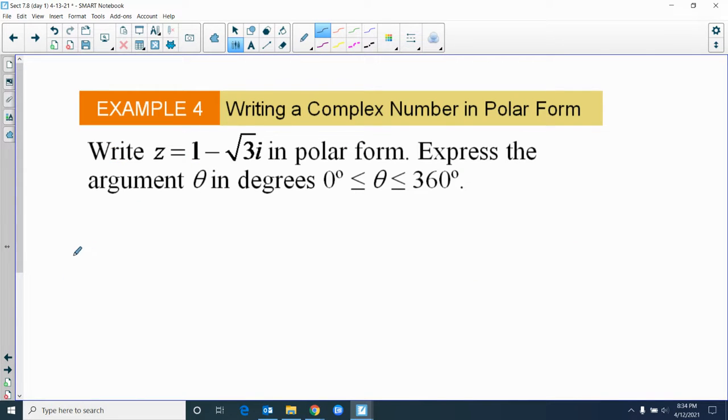All right, I think we're on the back of those guided notes. And actually, I'm going to do two of them. I'm going to do A, where Z equals 1 minus square root of 3 I. And then B, it's not on there, I'd like you to add it. Z equals, not negative, we're just going to go ahead and do 5I.